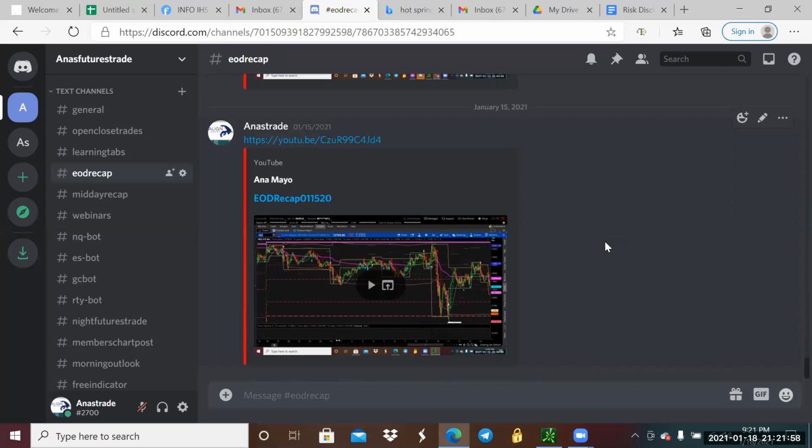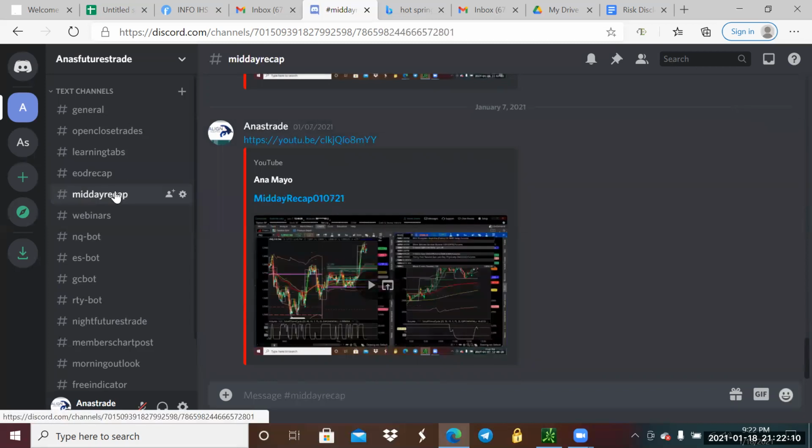Are we shorting on R2? Are we going long on S2 and targeting the pivot? Okay, or targeting the VWAP perhaps. So that's that. Also in midday recap, that's where it's at.